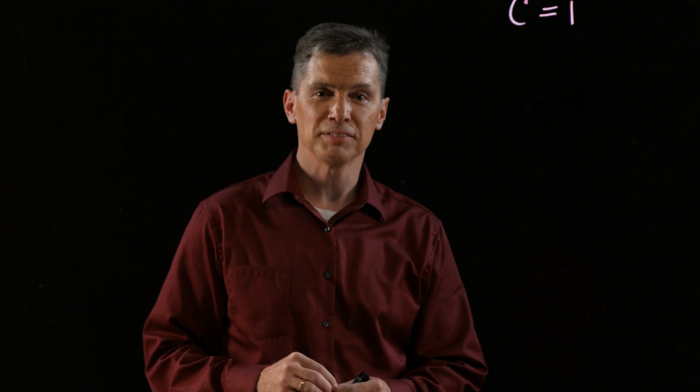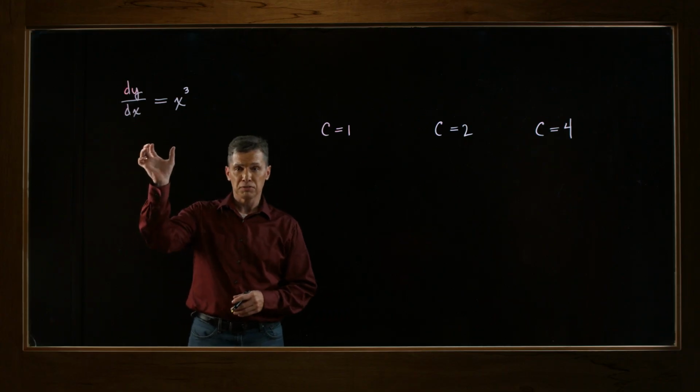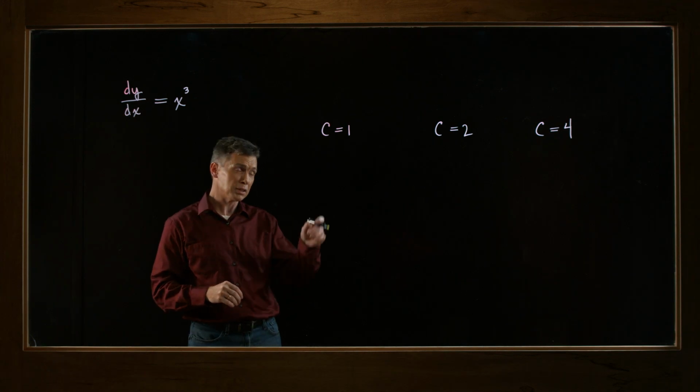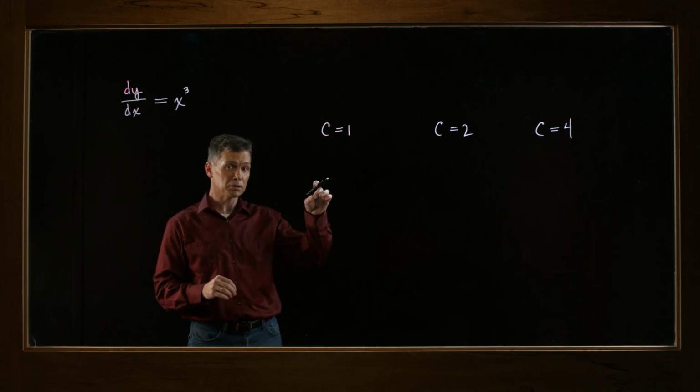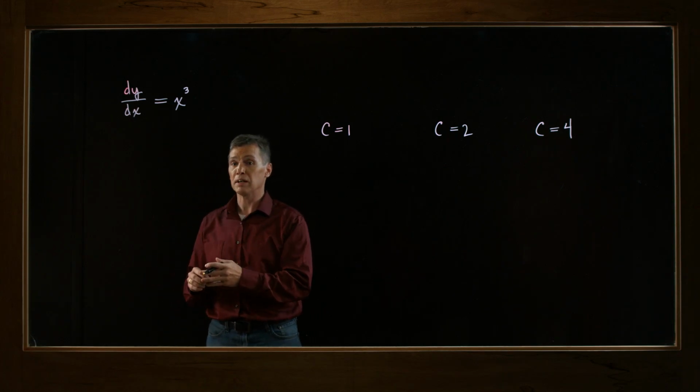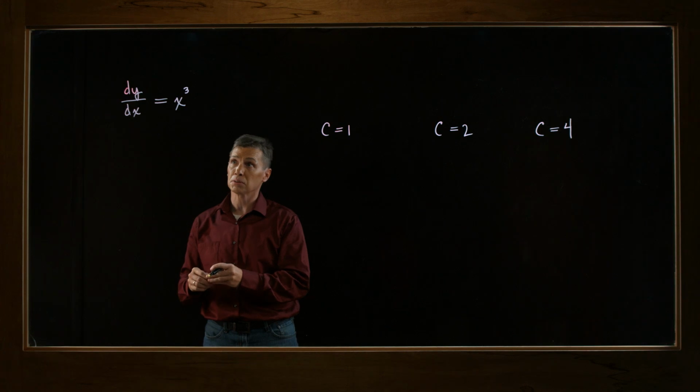Hi, I'm Pat Kelly. Okay, in this problem, we're asked to find the general solution to this differential equation, and then use a graphing utility to graph the three different particular solutions that would correspond to the values of c that they gave us, c equals 1, 2, and 4. So we'll begin by trying to find that general solution for this differential equation.